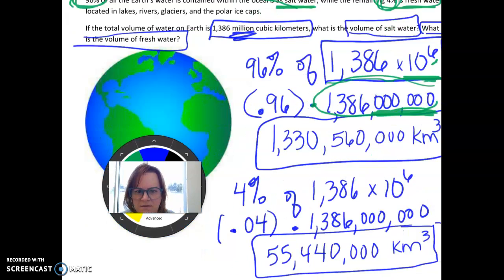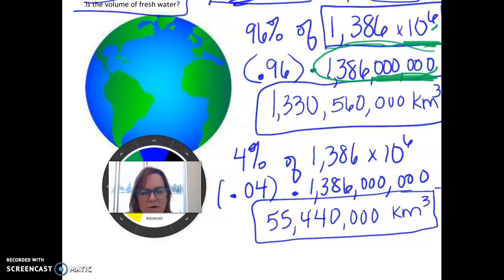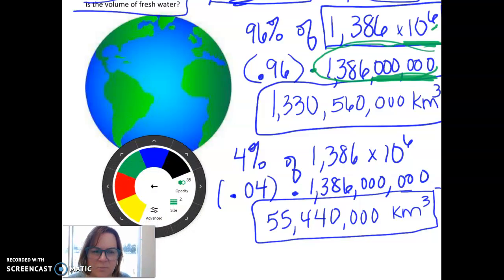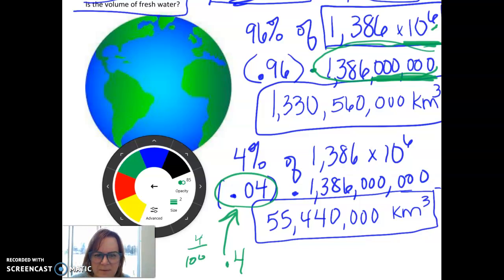And then lastly, the fresh water is 4%. So I'm doing the exact same thing I just did with the salt water. 4% is 0.04. So please check that. A lot of times kids will write 4% as 0.4, but that of course would be 40% or 4/10 or 40 hundredths. 4% is 0.04 or 4 hundredths, not 40. So check to make sure you did that correctly. So 4 hundredths times that same amount of total cubic kilometers, and we end up with about 55 million cubic kilometers of fresh water.